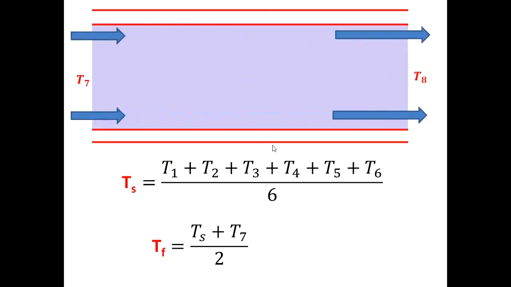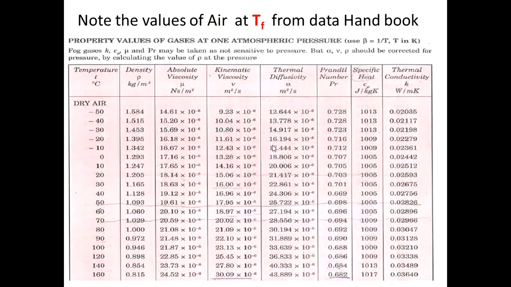Surface temperature you got, film temperature you will get as Ts plus T infinity divided by 2. This is the film temperature. At the film temperature you want to note the properties of the air from page number 34 of the data handbook approximately. So you want to get the values of density of air, dynamic viscosity, kinematic viscosity, Prandtl number, and thermal conductivity. These are not all required, but please tabulate the remaining things at that particular temperature.